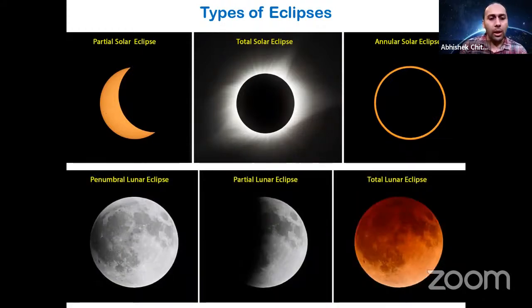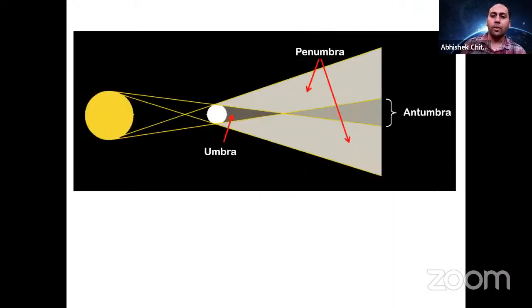And three lunar eclipses. The first one is penumbral. A penumbral lunar eclipse means whenever the moon enters into the penumbral shadow of earth, we call it a penumbral lunar eclipse. Second is partial lunar eclipse, and third is total lunar eclipse. The partial and total lunar eclipses happen when the moon is more or less inside the umbra region of earth.